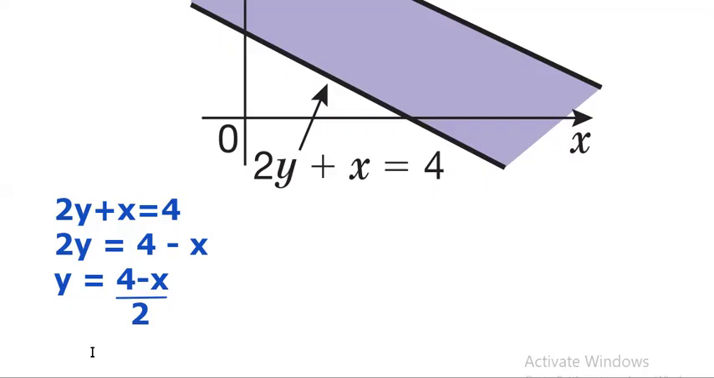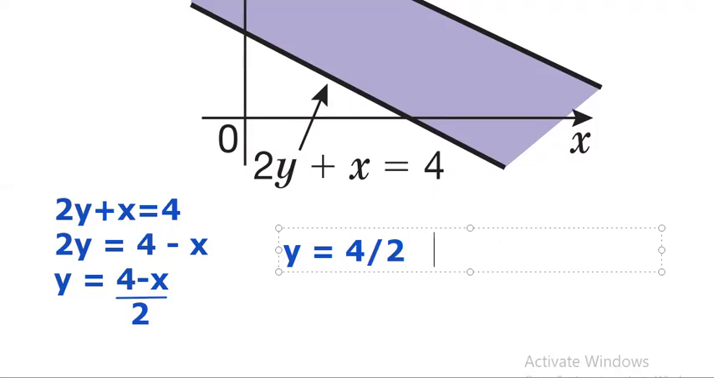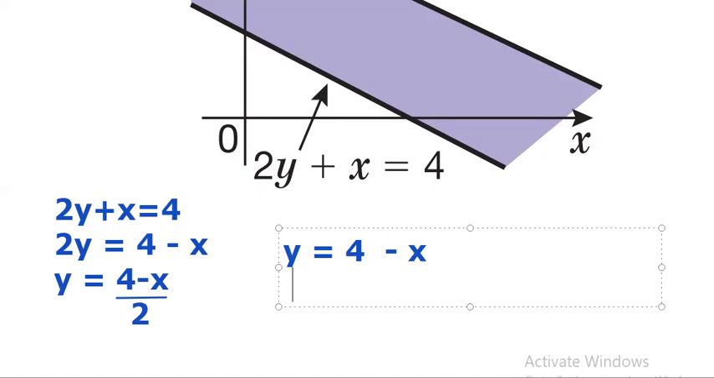Now, let's finish this. This means that the y equals 4 over 2, which is 2, and then minus x over 2. I don't know if you understand this. Let me write it in a way you can understand it. So it's going to be 4 over 2 and x over 2, like this. Okay, 4 over 2 and x over 2.